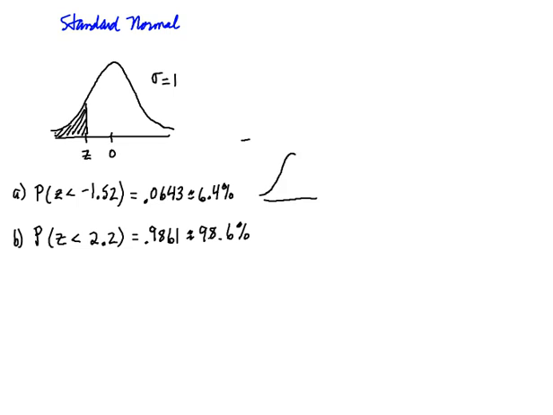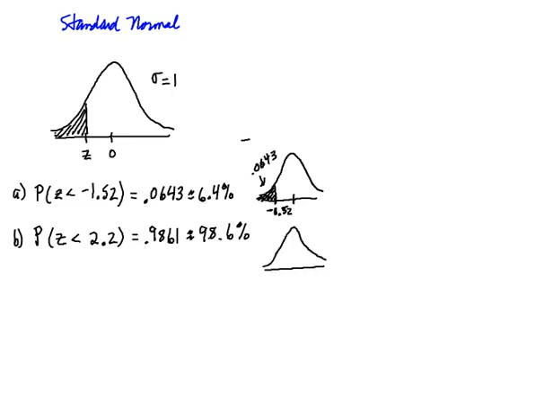Now, let me draw little pictures here. The first one that I looked up, the z-score was negative 1.52, and I looked in the table, and the table gives me the area. The table is always going to give you the area under the density function, or the probability of being less than whatever the value is. So I get 0.0643.